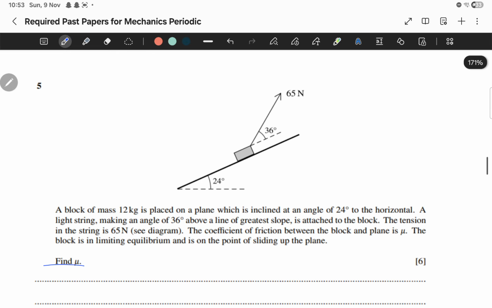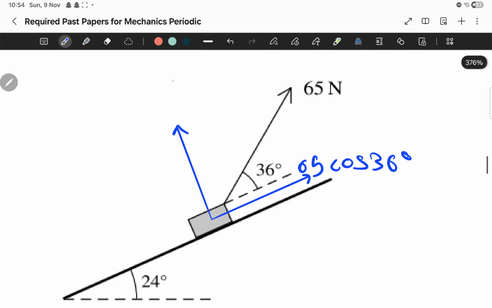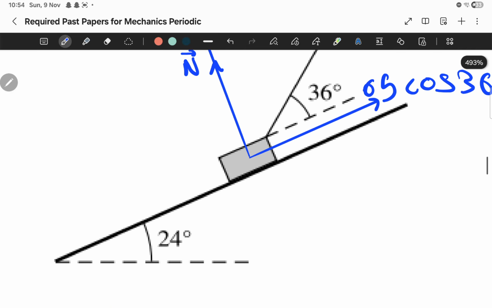So here, let's resolve it very quickly into its components. I'm gonna do this mentally, not on the paper. So this is 65 cosine 36 degrees, because that's the angle it's acting on. And then obviously this is starting from here. And then up here, since it's going like that, 65 sine 36 degrees. And then you have the normal. We have friction because they want us to find the coefficient. Unless we don't have friction, then the coefficient is 0, but we have friction, obviously. Friction is gonna be here.